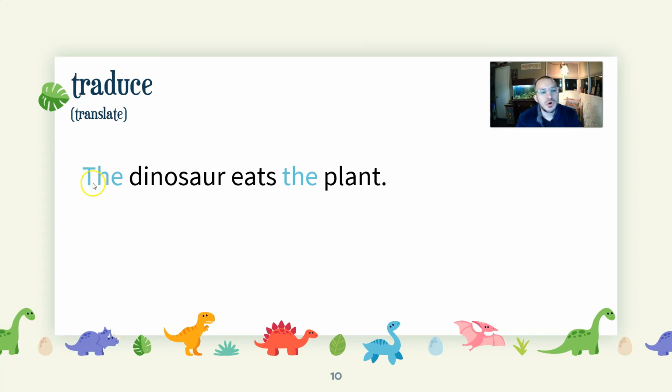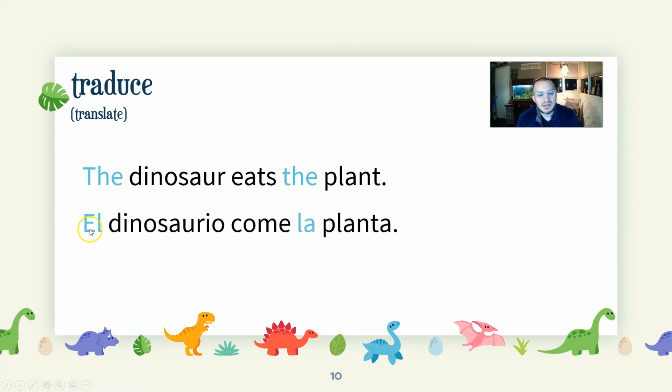Okay? So, dinosaurio, we already know this is masculine and singular. Planta is feminine and singular. And these are definite articles, okay? So we're going to use the definite masculine singular, el dinosaurio, and the definite feminine singular, la planta. El dinosaurio come la planta. The dinosaur eats the plant.